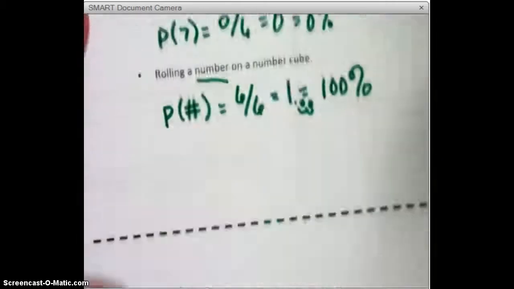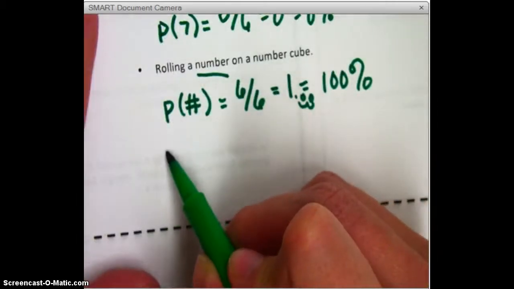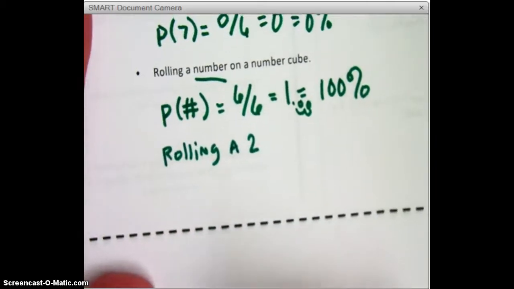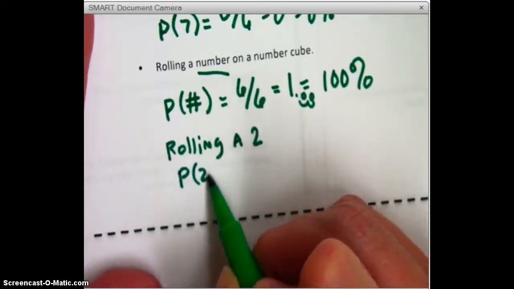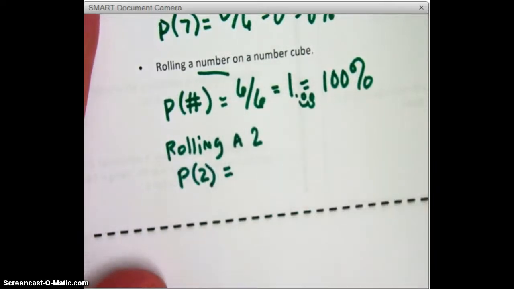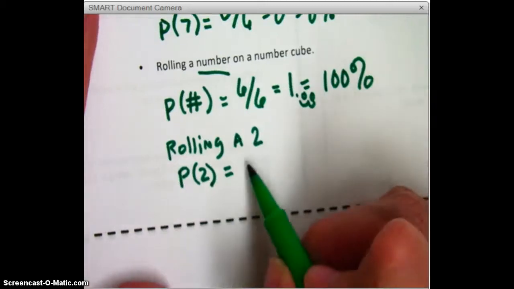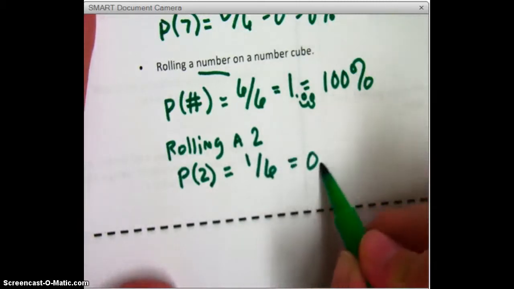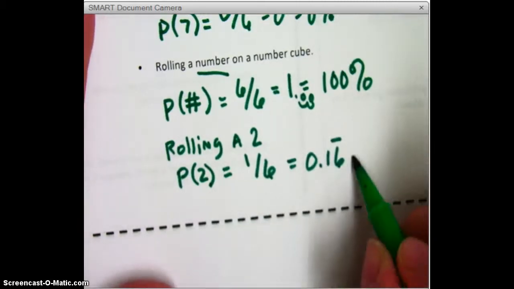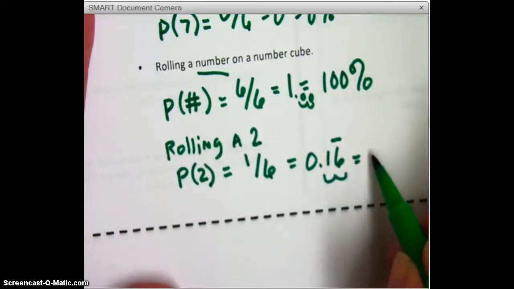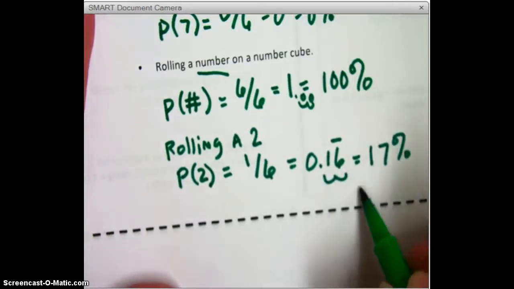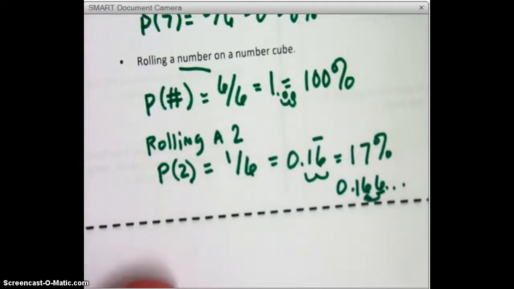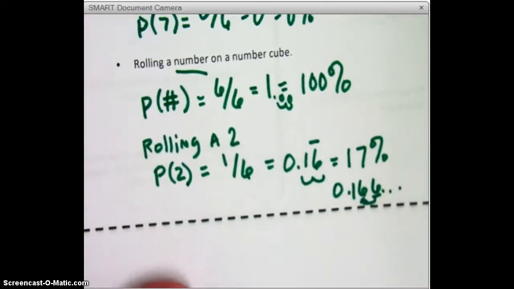One that's not 0 or 100, let's just try what is the probability of rolling a 2 on a number cube? How many 2's are on the number cube? There's 1 two on the number cube. So you have a 1 out of 6 chance, because there are 6 sides. 1 divided by 6 is 0.16 repeating. And if you change this to a percent, you end up with a 17% chance. And the reason I say 17% chance is because if this is repeating, this 6 makes this 6 round up to a 7. So we'll just say a 17% chance.